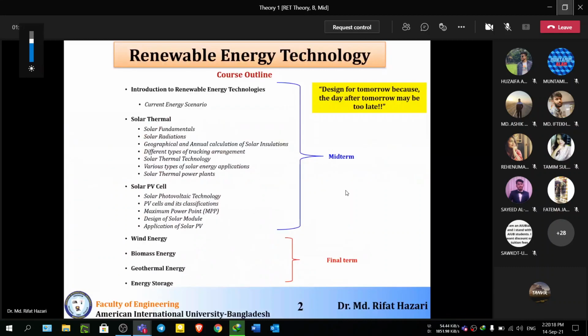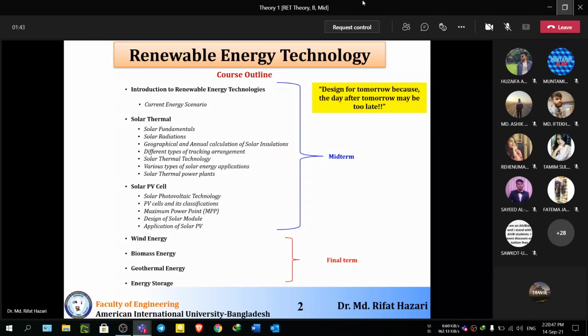So these are actually the course outline. Today we'll talk about the basics of renewable energy. For example, the statistics and what is renewable energy. What are the advantages of renewable energy? What are the disadvantages of renewable energy? What are the types? We will focus on the very basic things of renewable energy. And afterwards, from the next class, we will move forward to the solar thermal system.